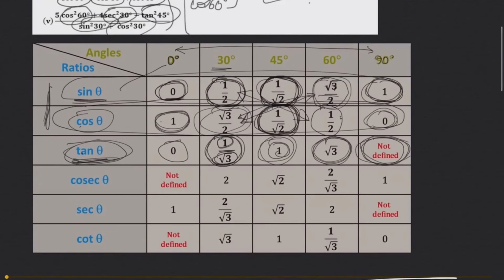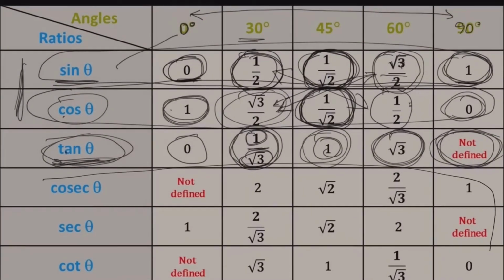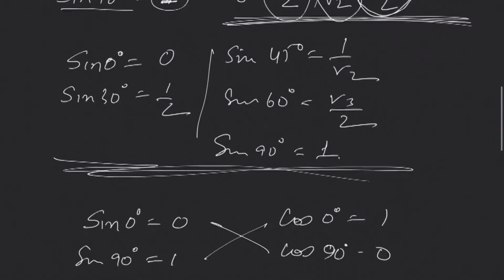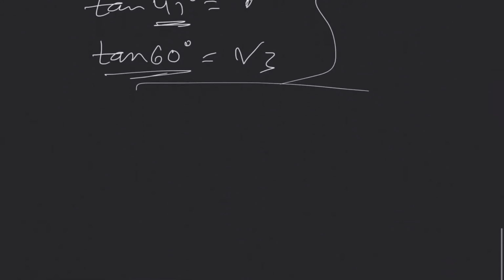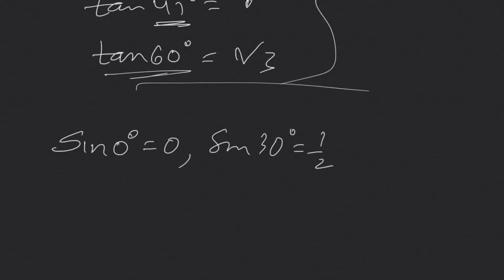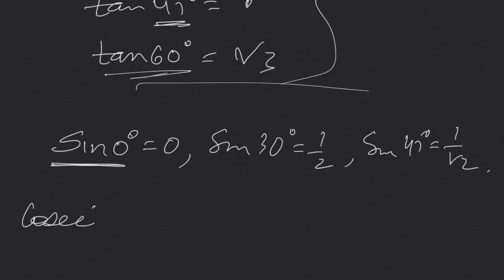All the remaining ones will be simply the reverse, as we have learned in the previous exercise 8.1. Suppose sine 0 degree is 0, sine 30 degree is 1 by 2, and sine 45 degree equals 1 by root 2. Now cosec is the reverse of sine. So cosec 0 will be simply the reverse of 0.